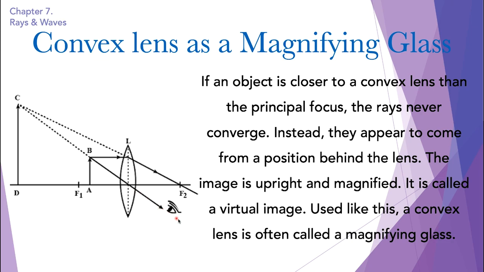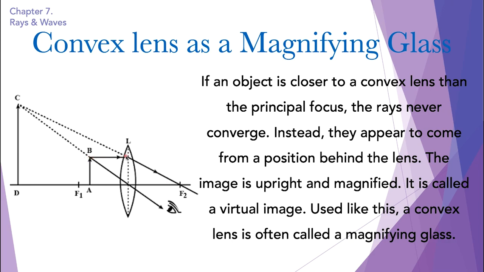This ray we extended further. It will never converge with the other ray. Instead, these rays appear to be coming from a position behind the lens, and they appear to come from this object, even though the object is somewhere here. In this case, when the object is closer to the convex lens than the principal focus, the rays never converge. And so, because the rays never converge, the image produced is a virtual image, because of course, real images are only formed if the rays converge.